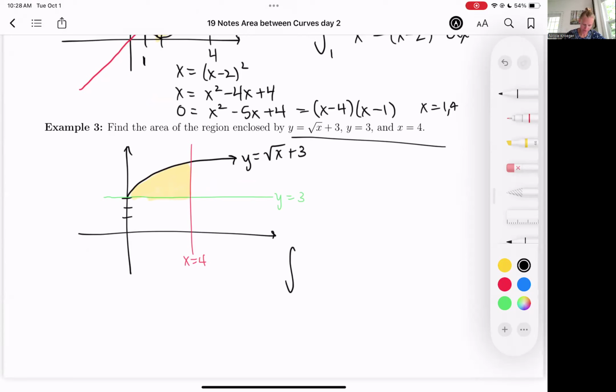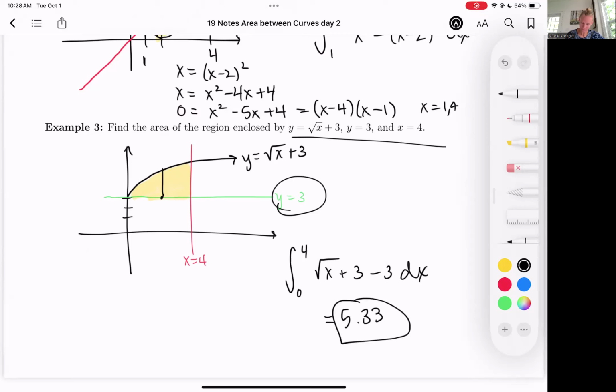So if I do this integral in terms of x, I'm going from 0 to 4. I'm going to do top minus bottom. My top function is root x plus 3. And my bottom function is just y equals 3. So minus 3 and a dx. So it looks like the 3's are going to subtract out. This would be very easy to anti-differentiate. We are going to get 5.333 here.